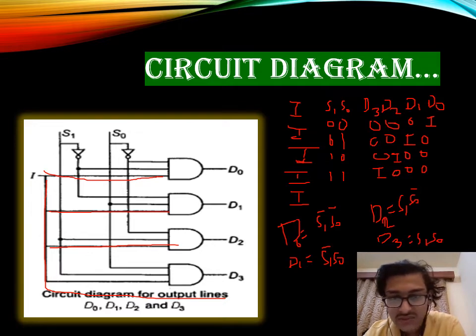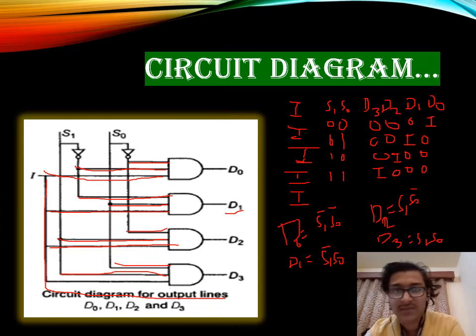So first we got D0 equal to S1 bar, S0 bar. Now for D1 we get S1 bar, S0. For D2 we get S1, S0 bar. And for D3 it is S1, S0. So this is how the circuit diagram is made using the truth table.